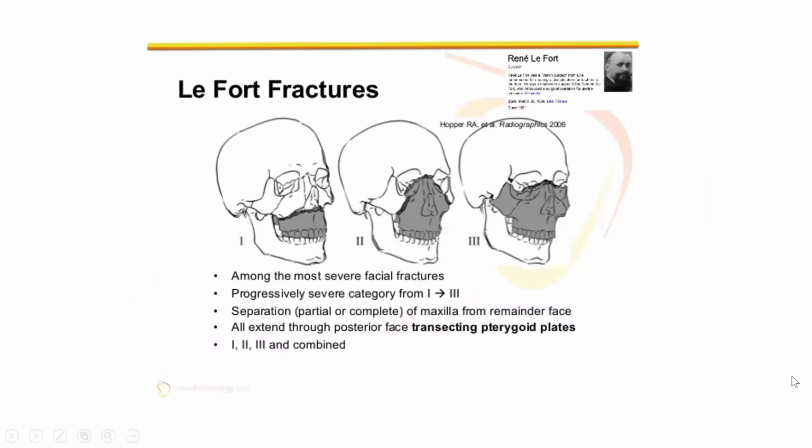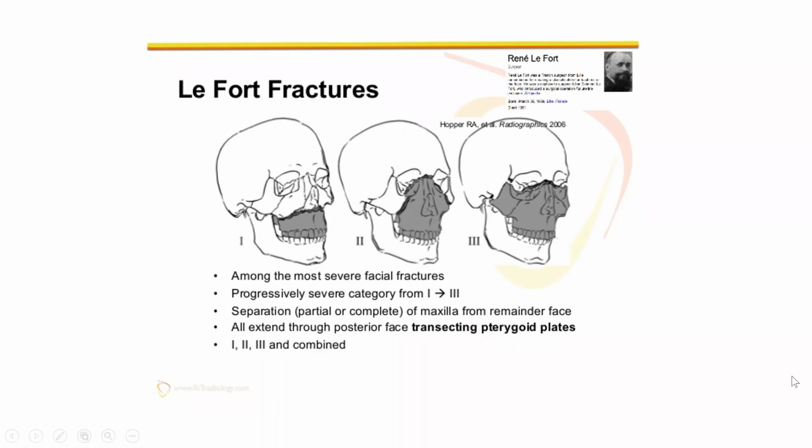And next, now this is the guy, René Le Fort in French actually, and in English, we call it Le Fort. Le Fort fracture, so type 1, type 2, type 3, among the most severe facial fractures, from type 1 least severe to type 3 the most severe, as it is written here, a progressively severe category from 1 to 3, and separation, either partial or complete, of the maxilla from the remainder of the face. All extend through the posterior face, transecting the pterygoid plates.